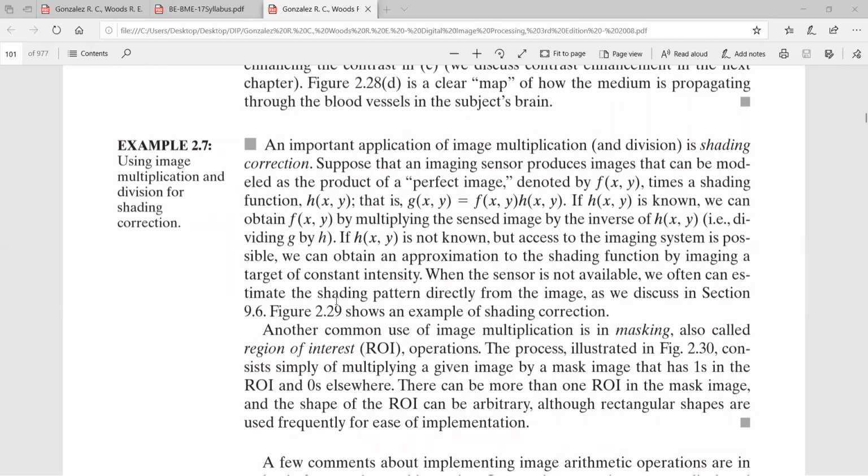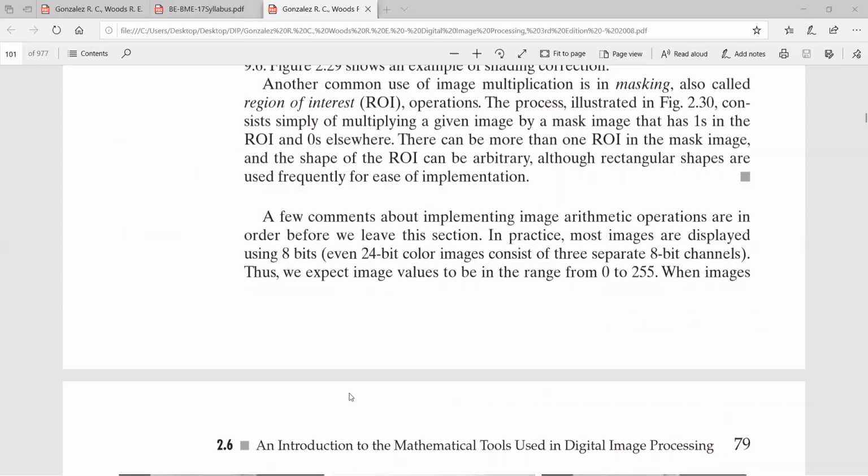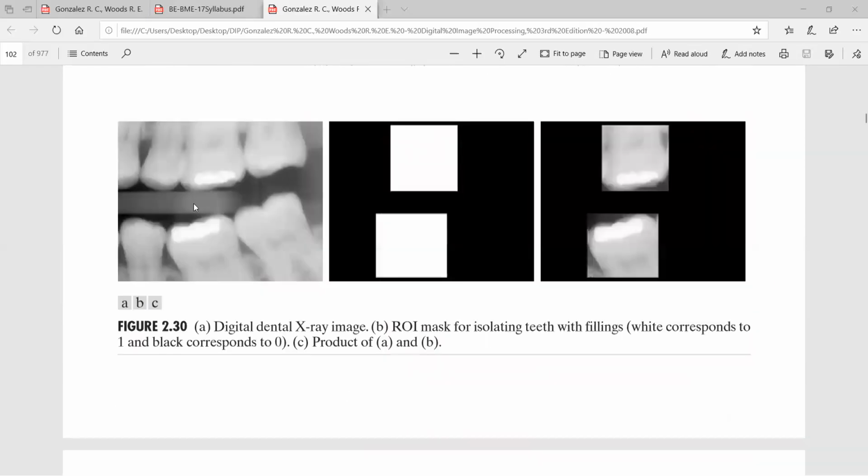And the last application is in multiplication, which we call masking. Another common use of image multiplication is in masking, also called the region of interest operation. It consists of multiplying a given image by a mask image that has ones in the region of interest and zeros elsewhere. This is a digital dental X-ray image, and basically we want to isolate teeth with fillings. So we choose masks. These are called the regions of interest. Here we have all ones, the others are zeros, and if you multiply these two, this is what we get.